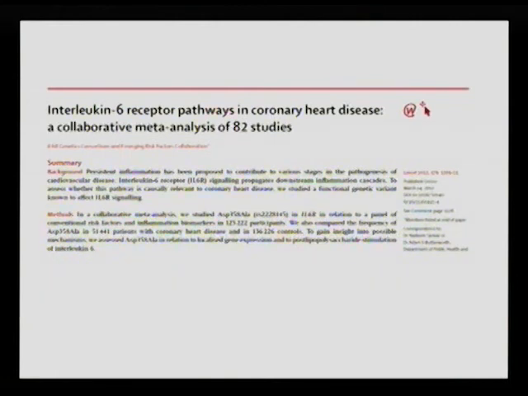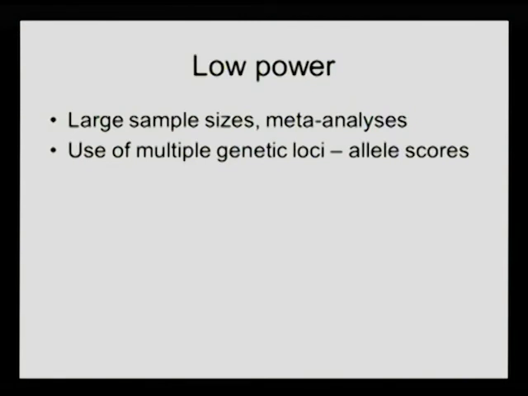The solution to that is collaborations, I guess, and meta-analysis. And this is quite a nice recent example where there was a collaboration between 82 studies. They carried out a meta-analysis. They had 125,000 participants, so this is not a small study. They looked at genes in the interleukin-6 receptor pathway, and they found that SNPs in this pathway were associated with coronary heart disease, showing strong evidence that this pathway is causally related to heart disease risk. So the solution is just get more samples, I guess.